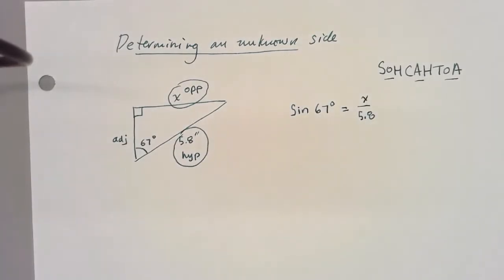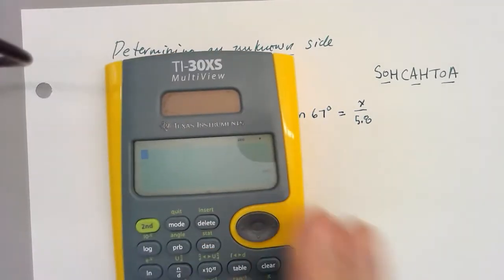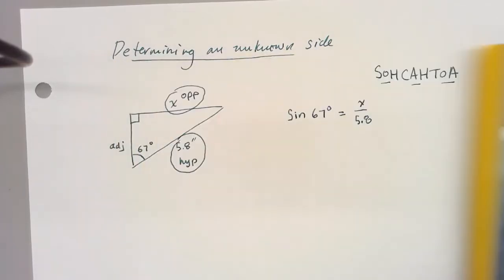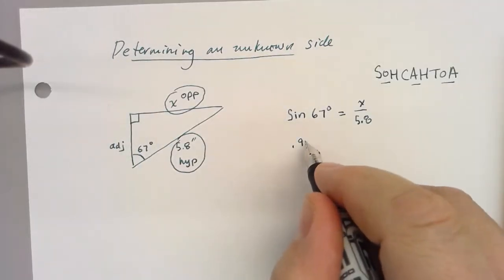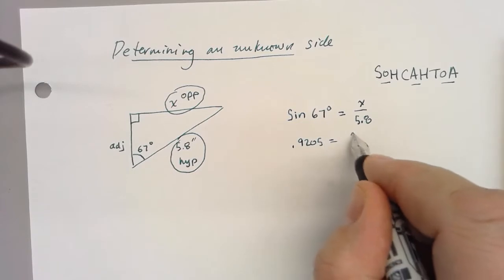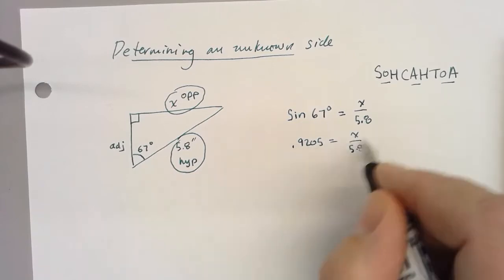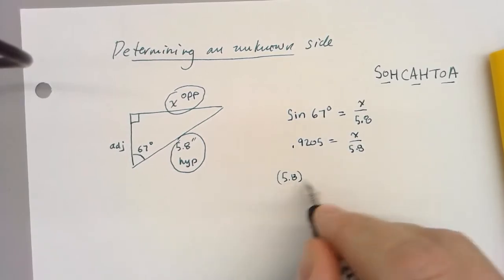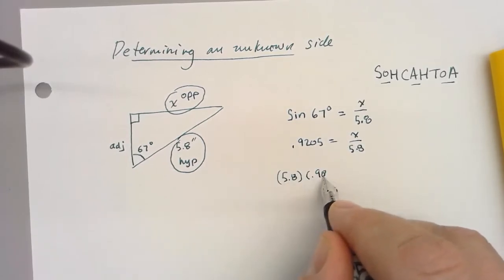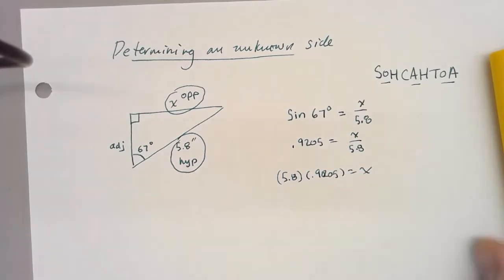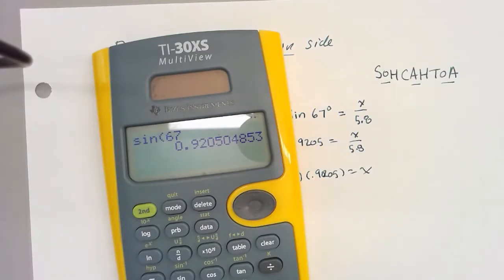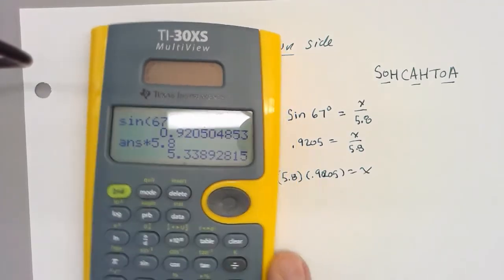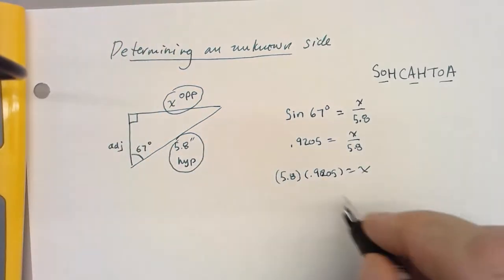So then I'm going to look up sine 67 degrees on my calculator. 0.9205. I always write down 4 digits so I don't get a lot of intermediate rounding inaccuracies. Then I just have to solve this for x. Here I have x divided by 5.8, so I multiply both sides by 5.8. And that tells me what x is. So I multiply this by 5.8, and I have 5.34. What are the units on these? Inches.